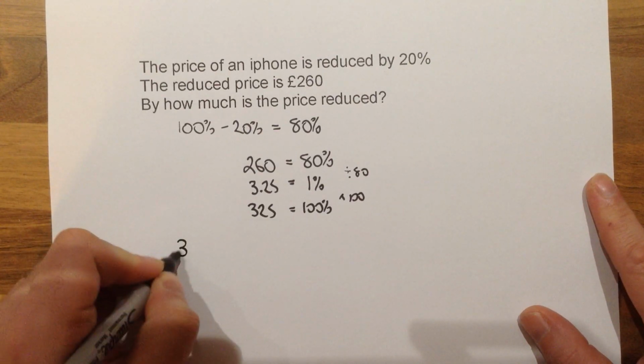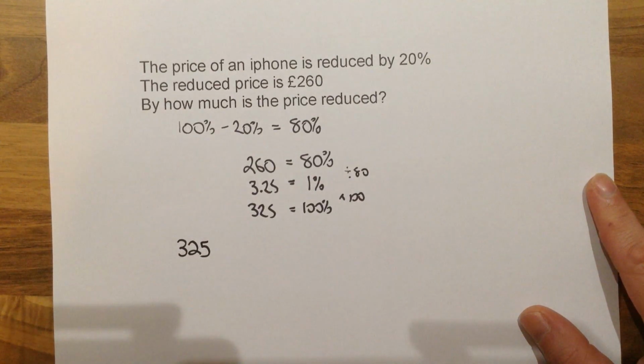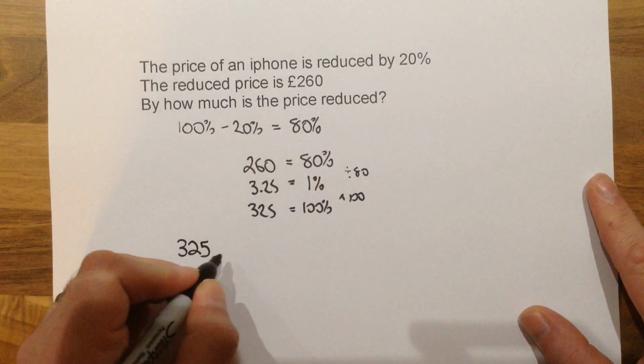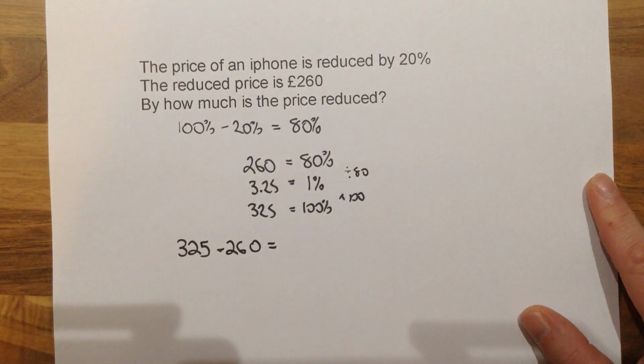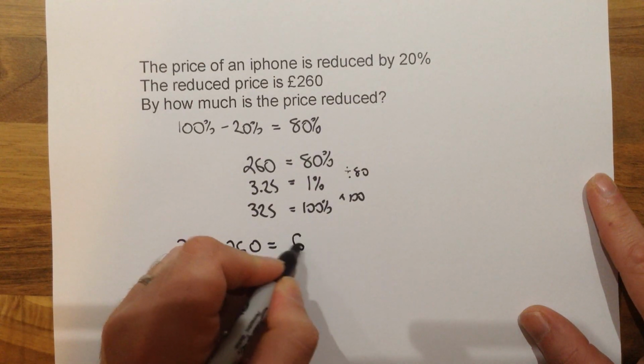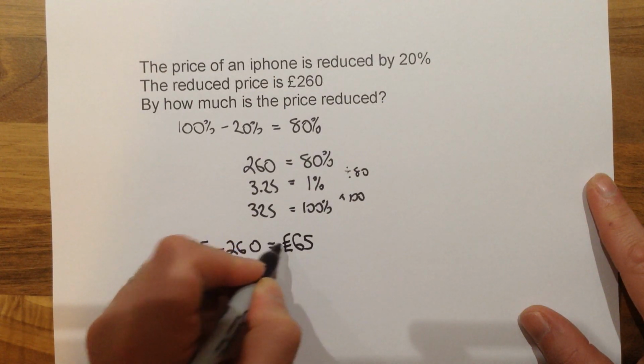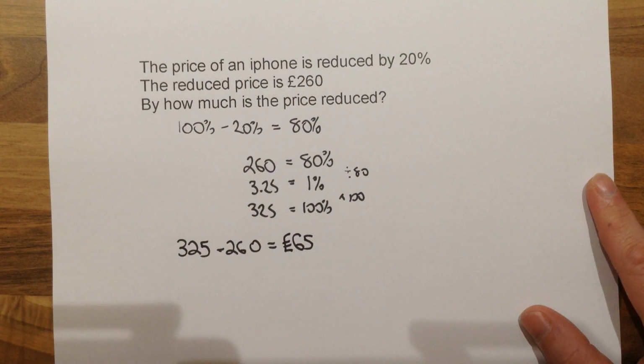Now the question does ask, by how much is the price reduced? So here it started at 325, in the sale it has gone down to 260, so doing that as a subtraction gives us £65. That's how much the price has gone down by.